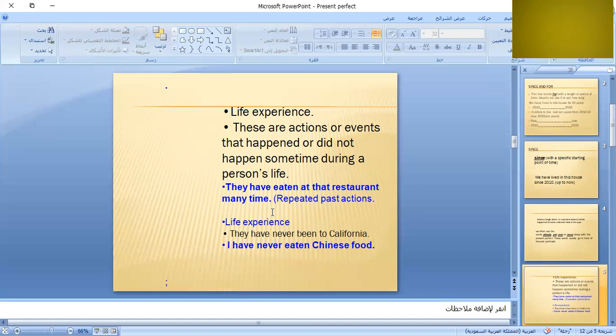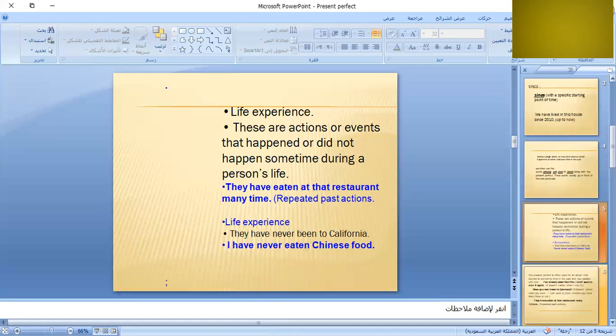Life experience also. We have never been to California. Have you ever been to California, to America? Most of you will say no. We have never experienced that. I have never eaten Chinese food. From my birth up to today, I have never tried or eaten Chinese food. So this is life experience.